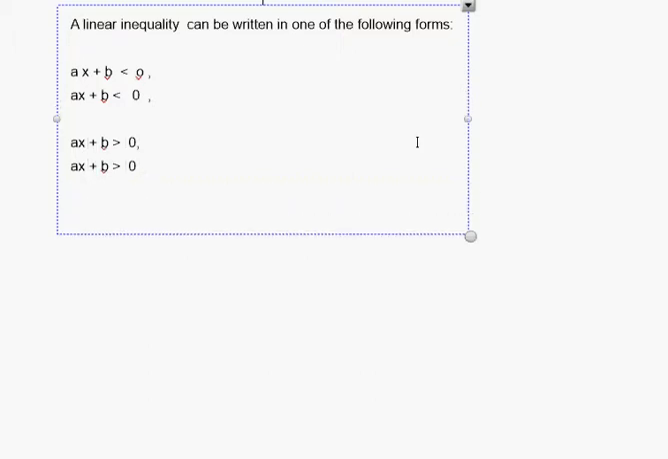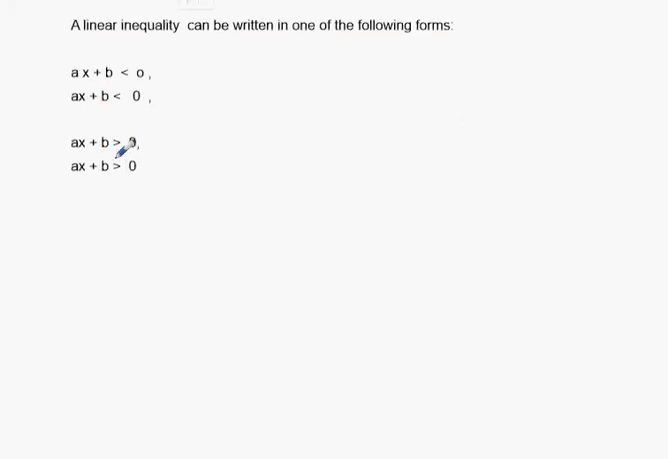Now, I'm going to add in those equal to signs that I read. So that's less than or equal to, and this is greater than or equal to. These are called linear inequalities because they include the variable x, and the x is to the first power.